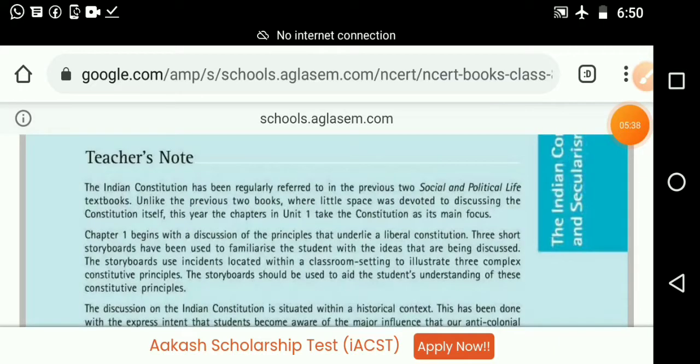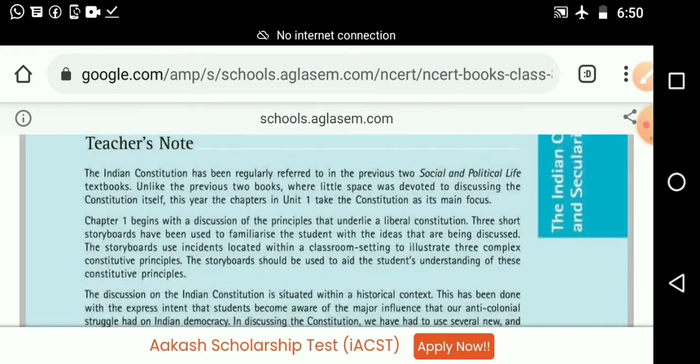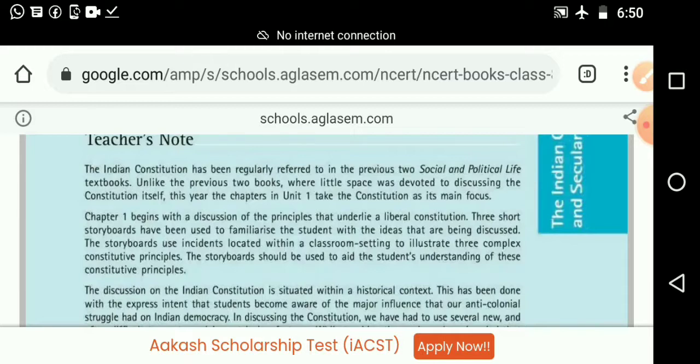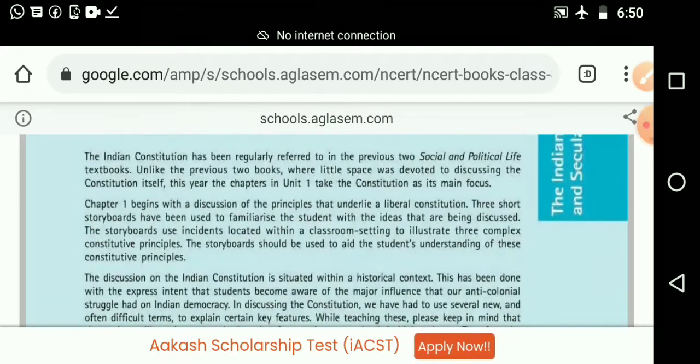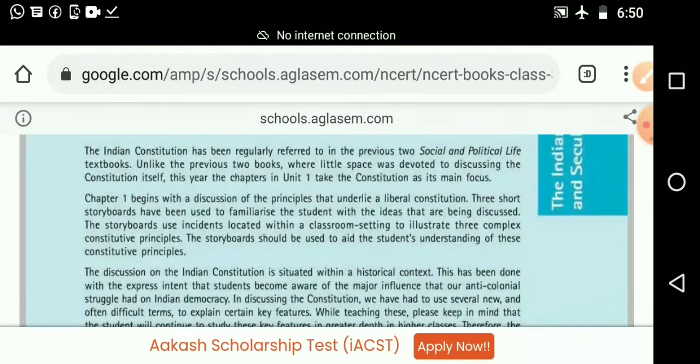We will start with the teacher's note. Why it is meant for teacher or student, let us see. The Indian constitution has been regularly referred to in the previous two social and political life textbooks. In which classes? 6th standard and 7th standard. Unlike the previous two books, where little space was devoted to discussing the constitution itself, in this year the chapters in unit 1 take the constitution as their main focus.